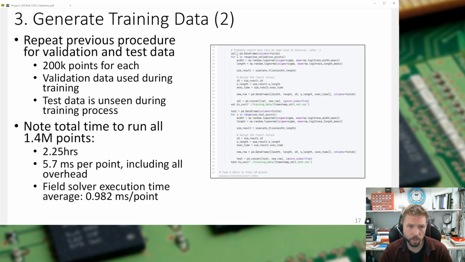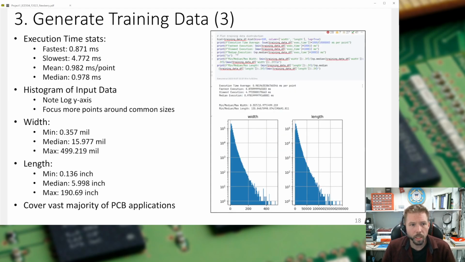One set of 200,000 used for validation, and then another set of 200,000 used for test data that's unseen during the training process. So that's 1.4 million points in total. It took 2.25 hours or so to generate, so that's 5.7 milliseconds per point, and that includes all of the overhead. Now the field solver execution time itself, if you look at the average, that's about 982 microseconds per point. So some of the stats here.